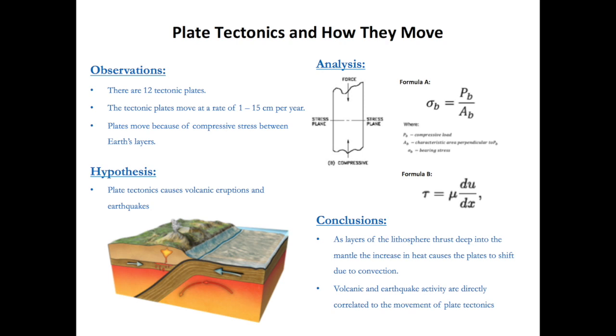The first picture shows a top view of the two plates with two opposing forces on each side. The opposing forces is what causes the plate to diverge. The second picture shows bearing stress. Bearing stress is equal to compressive forces over area perpendicular to the compressive load. The third photo shows shear stress. Shear stress is equal to viscosity multiplied by the velocity gradient.